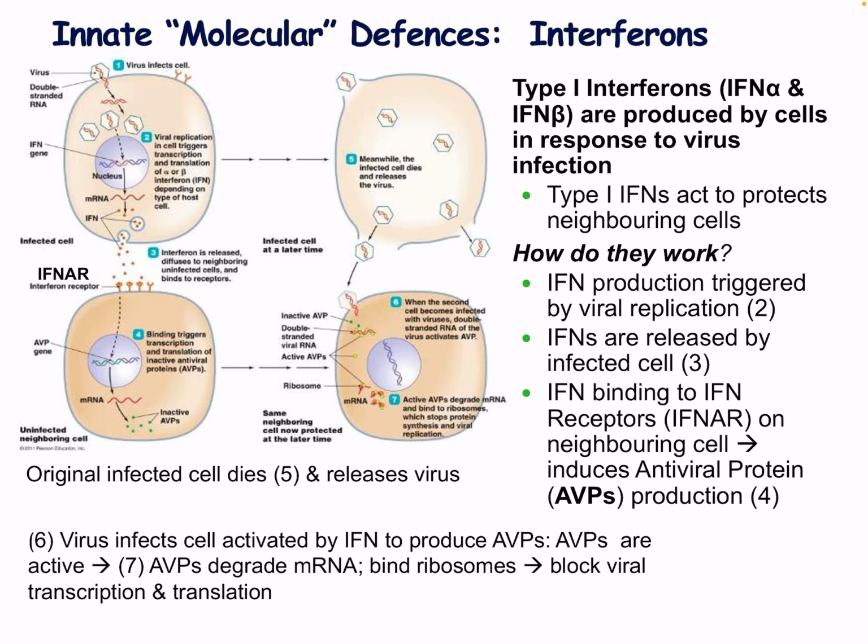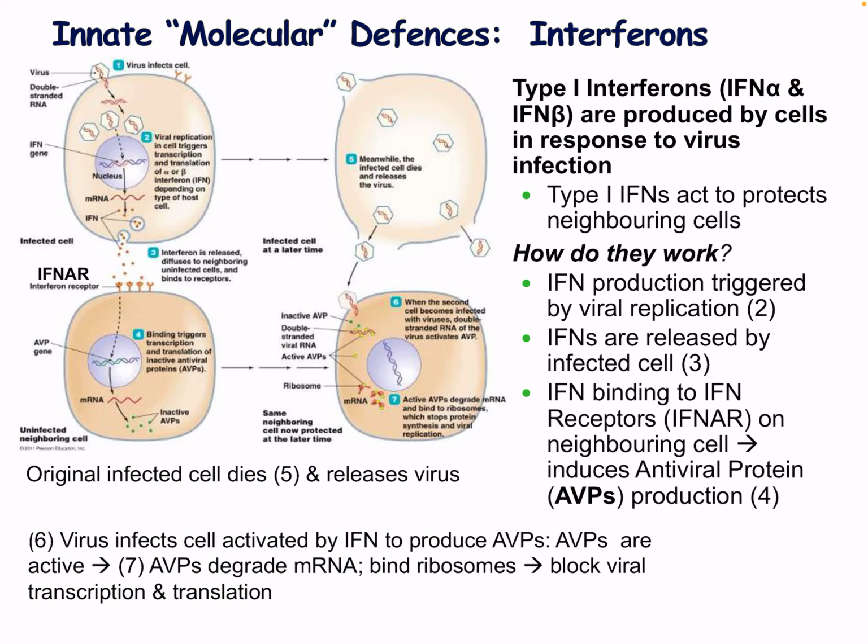So we also have molecular defenses through the interferons. Our type 1 interferons, which are alpha and beta, are produced by cells in response to viral infection. The type 1 interferons act to protect neighboring cells, as we discussed before. Interferon production is triggered by viral replication in the initial cell, and these interferons are released by this infected cell. The interferon binding to the interferon alpha receptors on neighboring cells induces antiviral protein production in those cells. The original infected cell will then die, as we can see here.